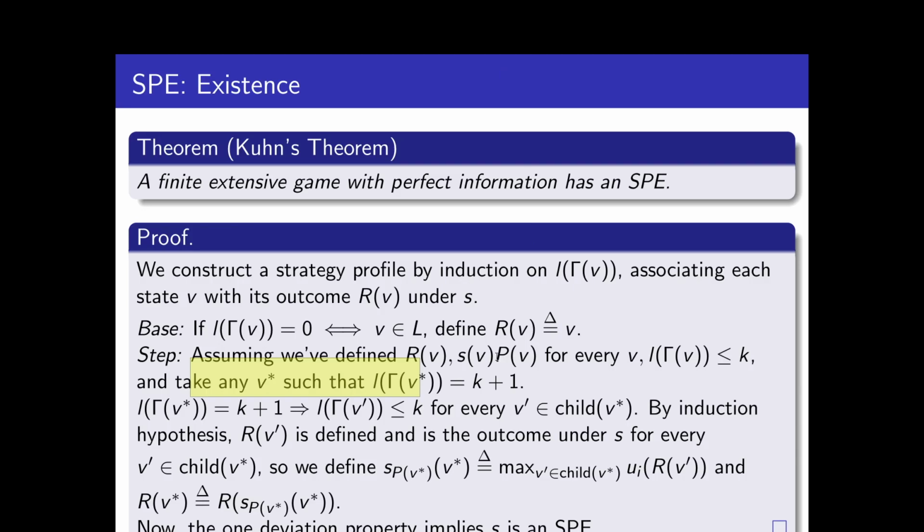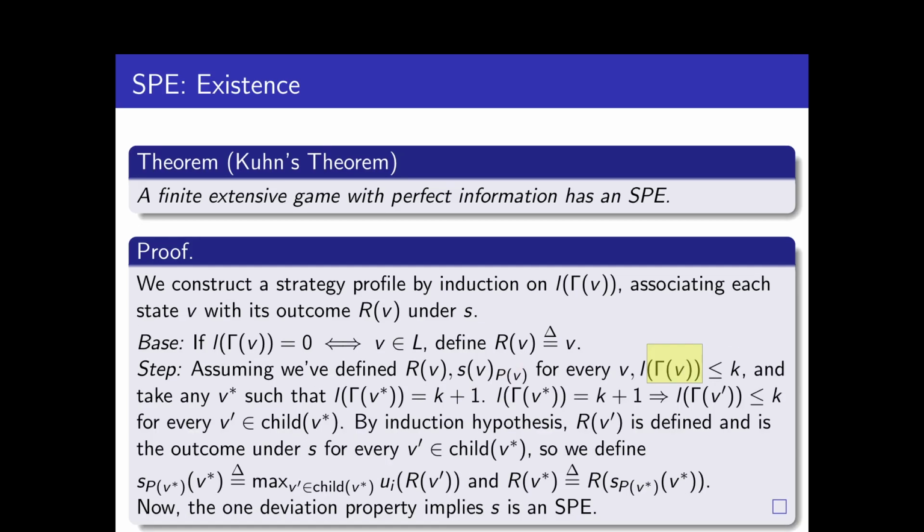This should be in the subscript for each V, such that the length of the corresponding subtree of this V is at most K. And then look at any V such that the length of the corresponding subtree, gamma V star, is exactly K plus 1. This is the induction step.